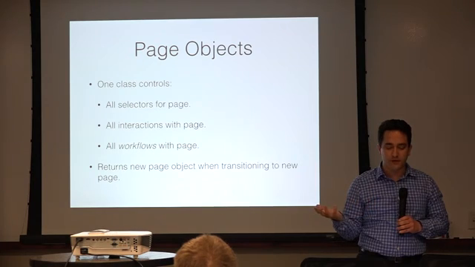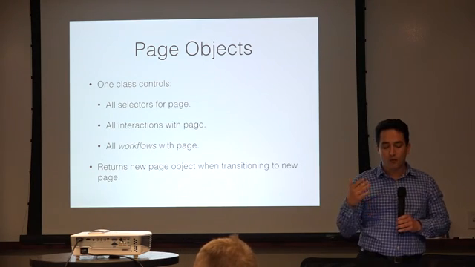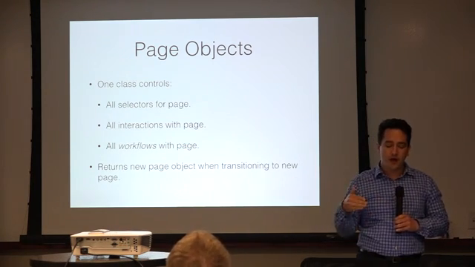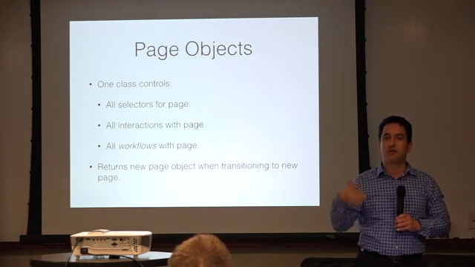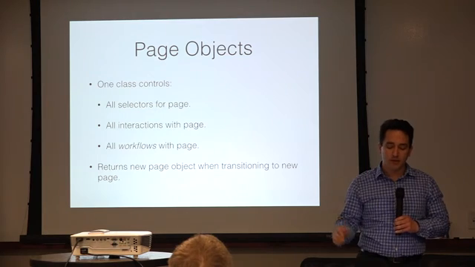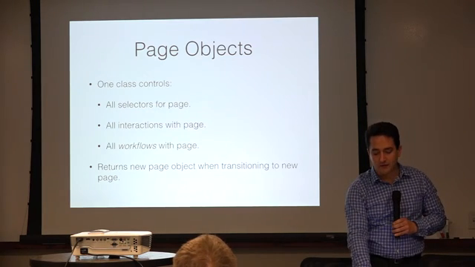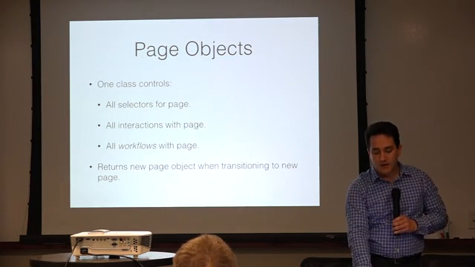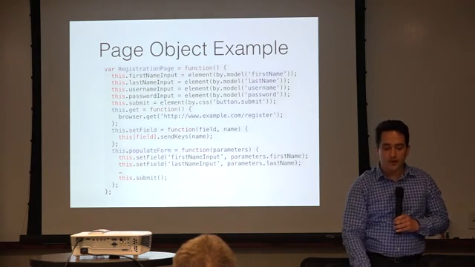The traditional definition of a page object is that when you're transitioning between pages, the page object actually returns the new page that you're transitioning to. That's probably a good idea. I've seen that violated without any pain or consequences, but either way.